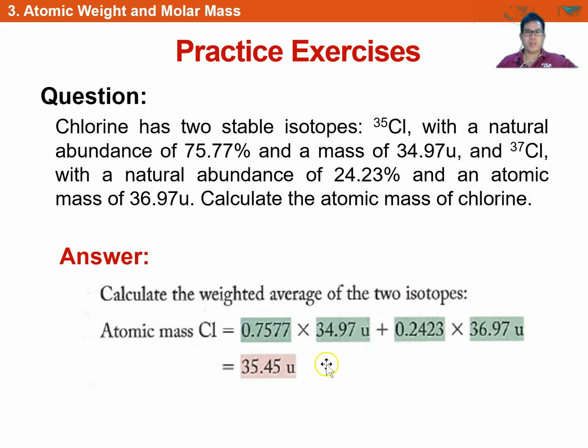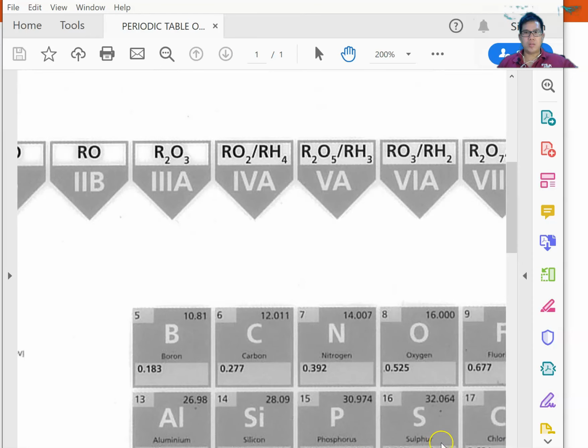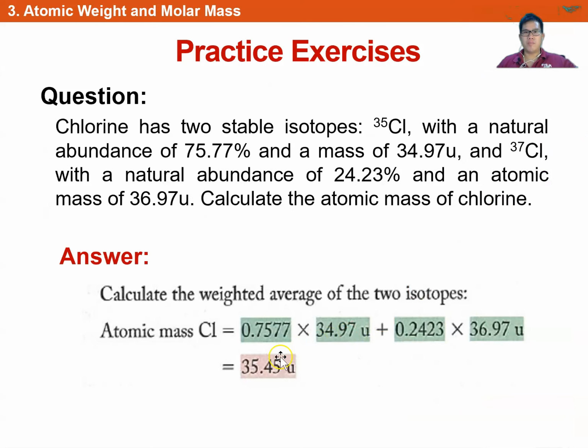Okay, so we can see the atomic mass of chlorine is 35.45 U. Looking at the periodic table, chlorine is 35.453, which is the same amount.